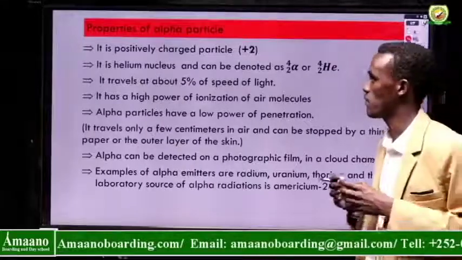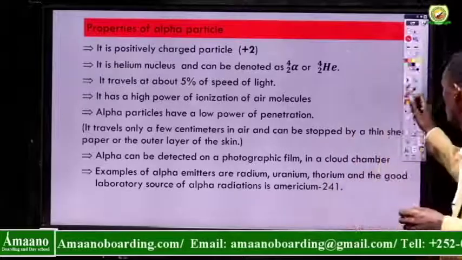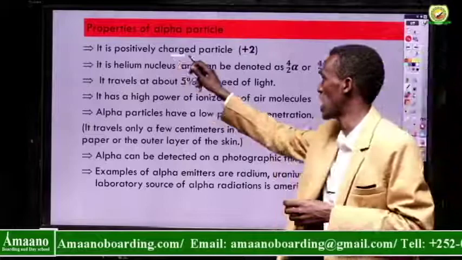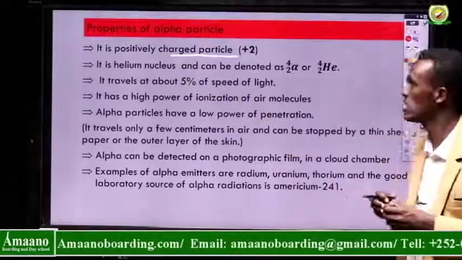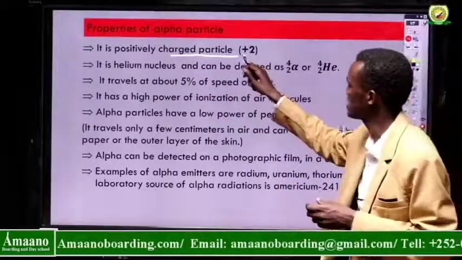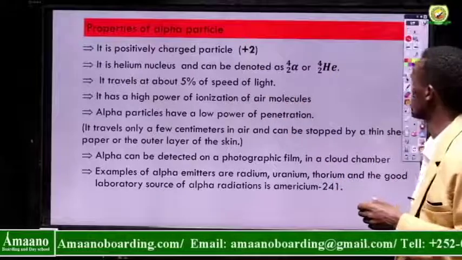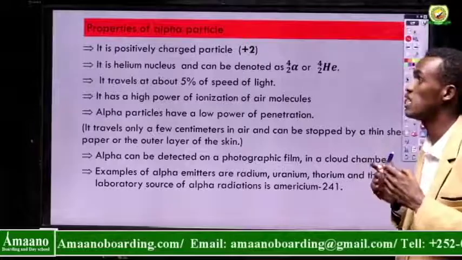Properties of alpha particle. An alpha particle is a positively charged particle. It means it has a +2 charge. It is a helium nucleus.